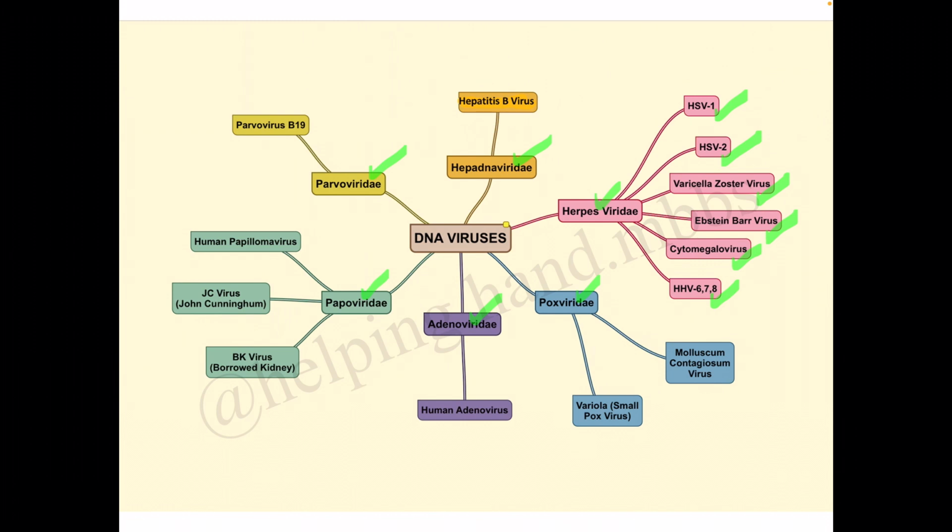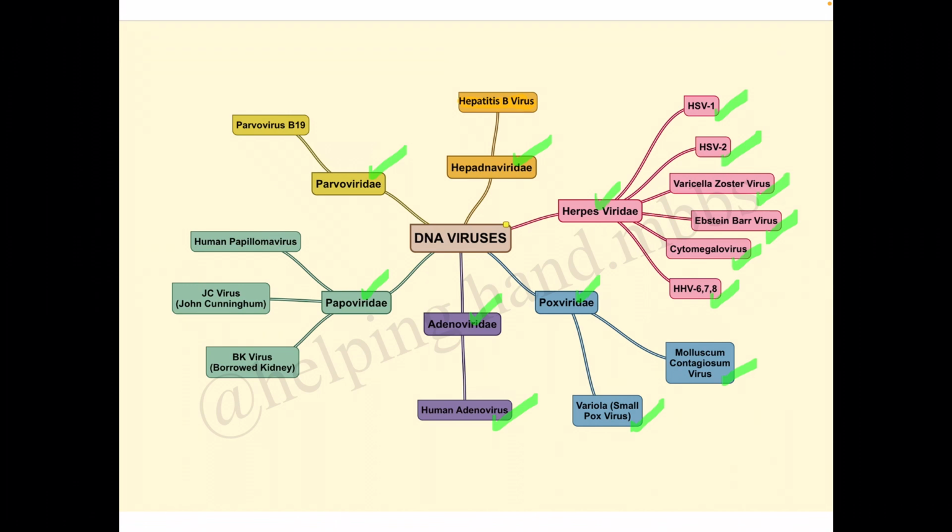Then we have the poxviridae, in which we have 2 important viruses to remember. One is the variola virus and the other is the molluscum contagiosum virus. Variola virus is the smallpox virus, and we know that smallpox is a very important virus because of the immunization history that it is associated with. Then we have the adenoviridae, which is the human adenovirus. It has many serotypes and many diseases that it causes.